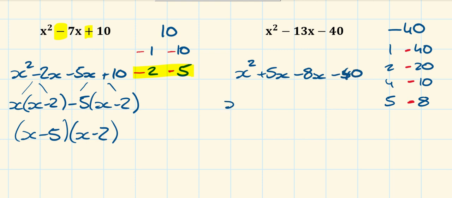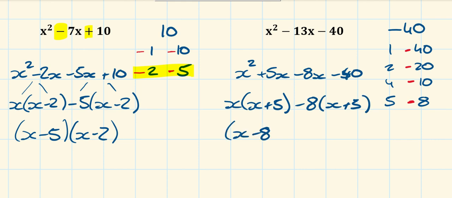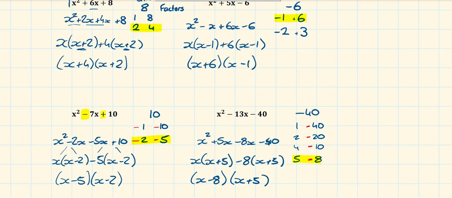We can factorize it, take out our x for the first one. Notice the first one is always x, and then the second one, 8, is our thing, x plus 5. And so we've got x minus 8 and x plus 5. Okay, and what we were using there was the 5 and the minus 8. So let's just zoom out and put the 4 of these up.